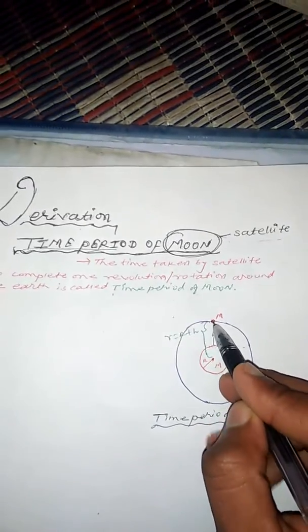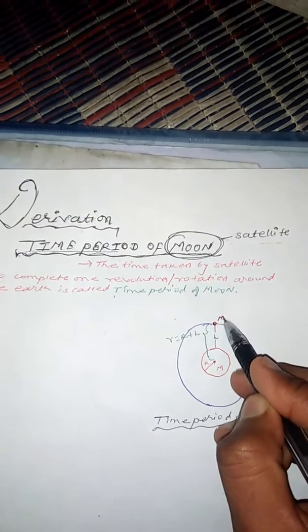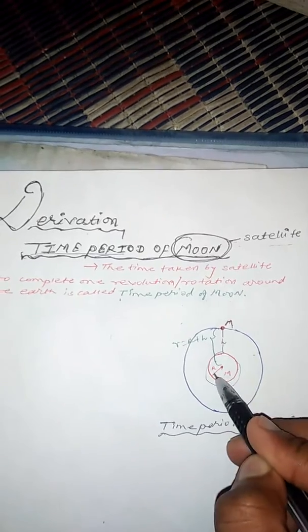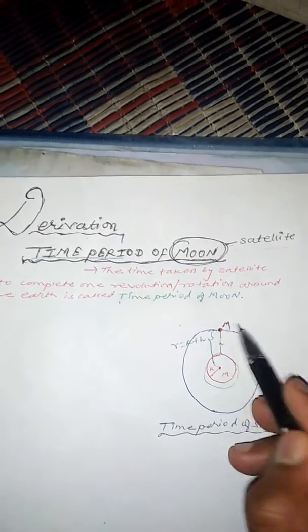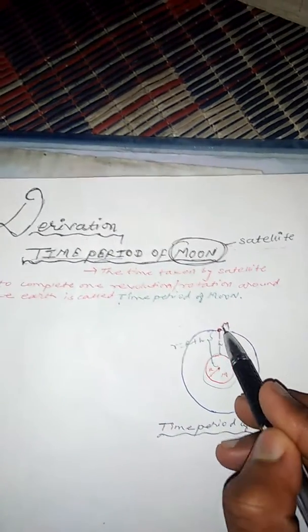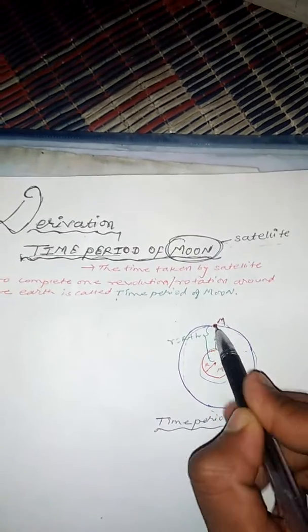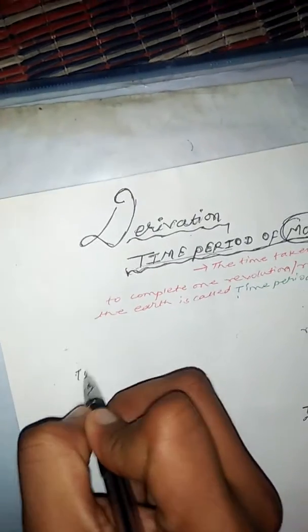Here this is the mass of the satellite, and this is the earth. Time period means the time taken by this satellite to revolve around the earth, that is known as the time period of the satellite. Here is the derivation.